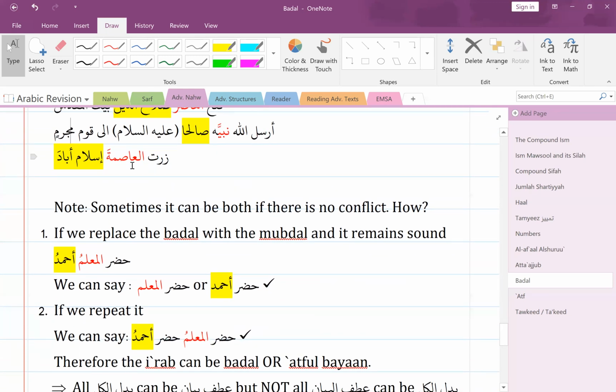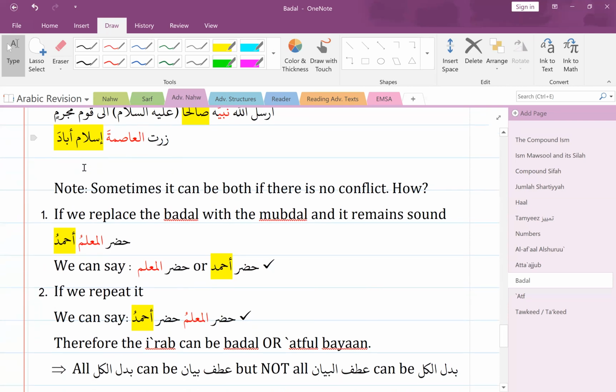Or if I say زرت العاصمة إسلامabad, I visited the capital city, Islamabad. If I just said زرت العاصمة, how many capital cities do you know? It could be anywhere in the world, right? But the fact that I say Islamabad, then you know, oh, Pakistan. Okay, got it. Now we're talking. Because maybe I'm Kenyan, you'll be assuming, oh, you're talking about the capital city of Kenya? No, I'm talking about something else. Then you understand. So this is basically Atful Bayan.